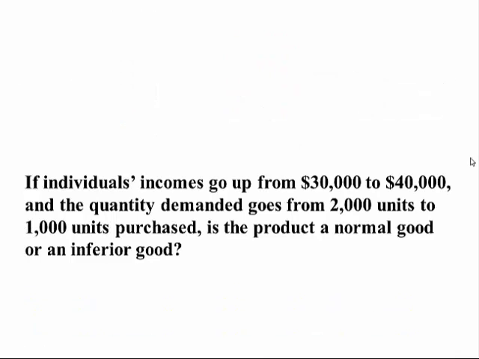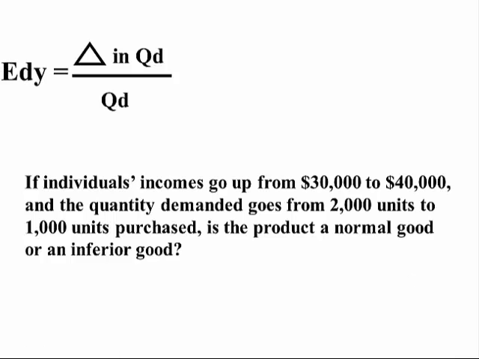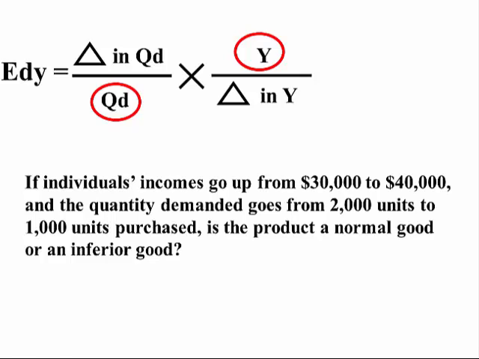Let's look at another example. If individuals' incomes go up from 30,000 to 40,000, but the quantity goes from 2,000 to 1,000, is the product a normal good or an inferior good? Remember to plug in the formula. The original income is 30,000. The original quantity demanded is 2,000.